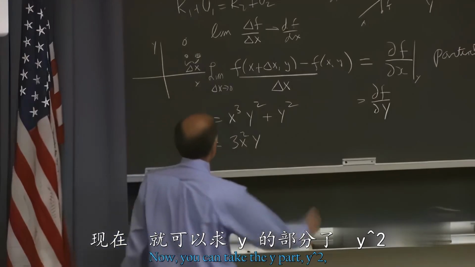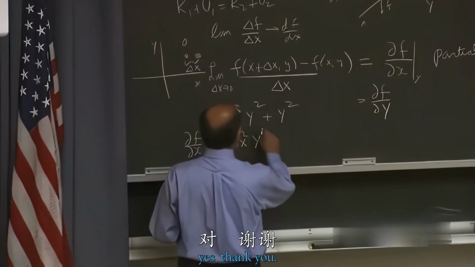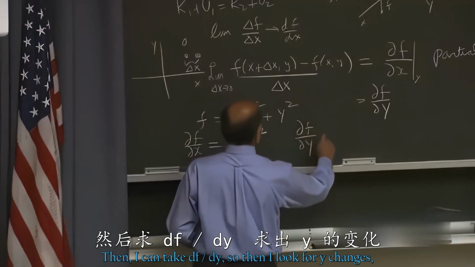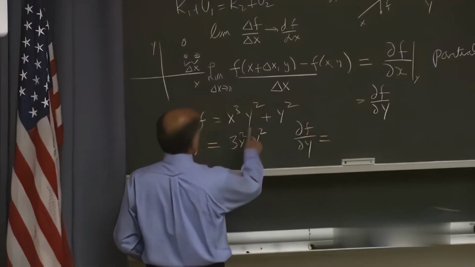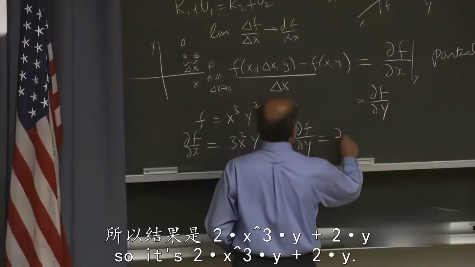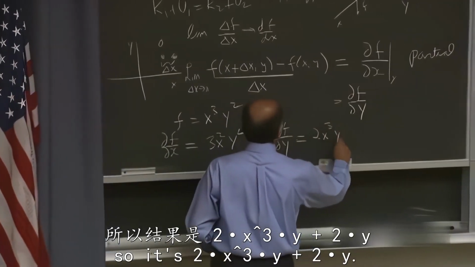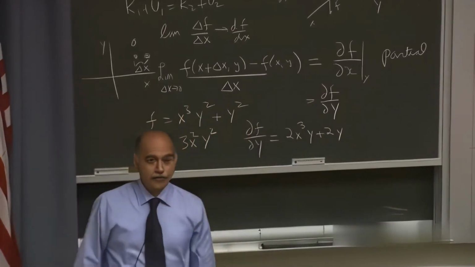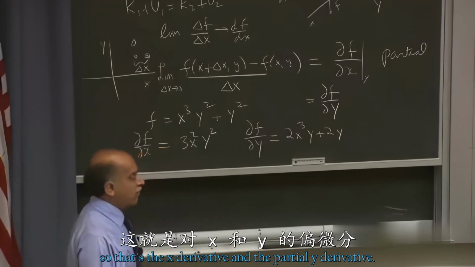Now you can take the y part, y squared. Then I can take df/dy. So then I look for y changes. This is 2y here. So it's 2x cubed y plus 2y. So that's the x derivative and the partial y derivative.